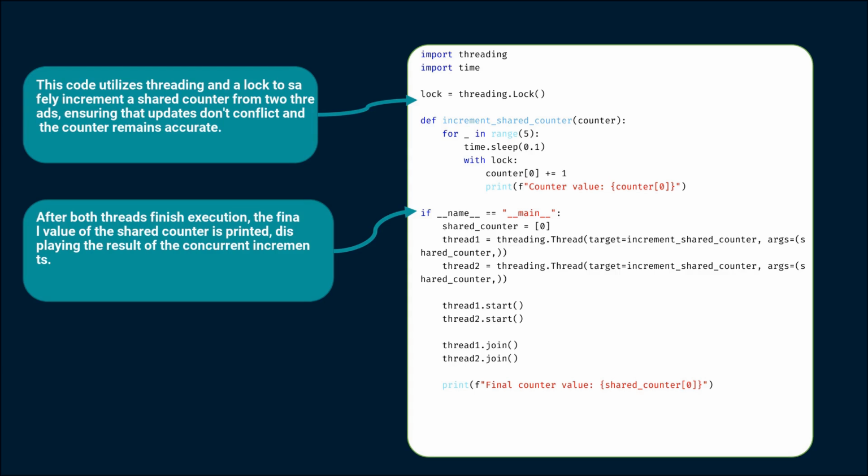Next, we create two threads that execute this function concurrently, both aiming to modify the same counter. After starting the threads, we call join on each one, which makes the main program wait until both threads have finished executing. Lastly, we print the final value of the shared counter, demonstrating how locks help maintain the accuracy of shared data in a multi-threaded environment.